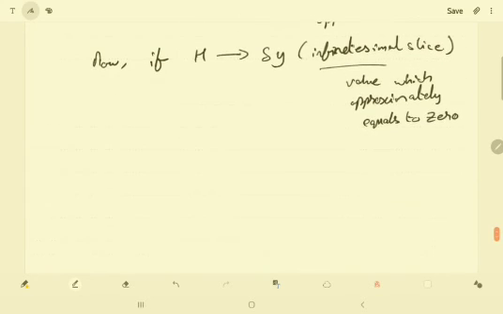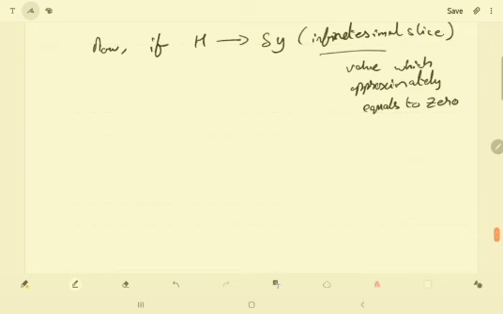Approximately equals to 0. That means what will happen? Tau yx equals mu into limit delta y tends to 0 of del u by del y. Why have we written it as del u?